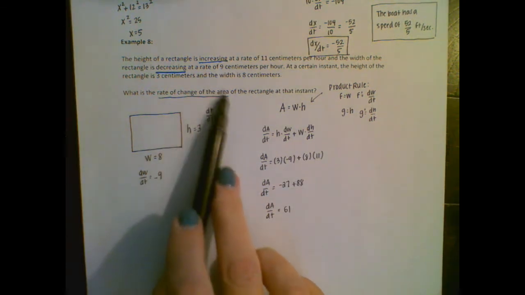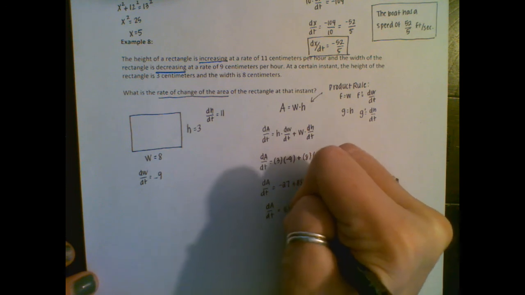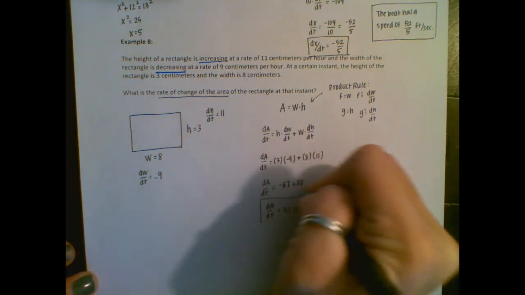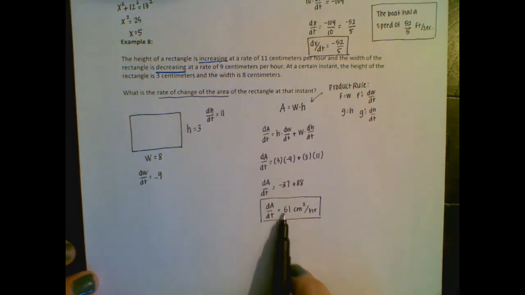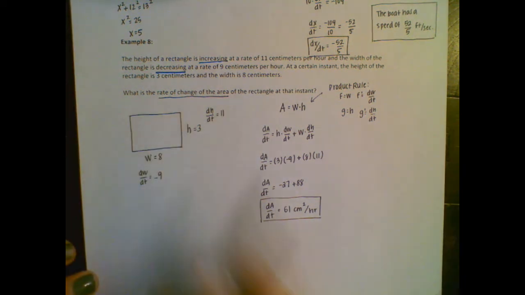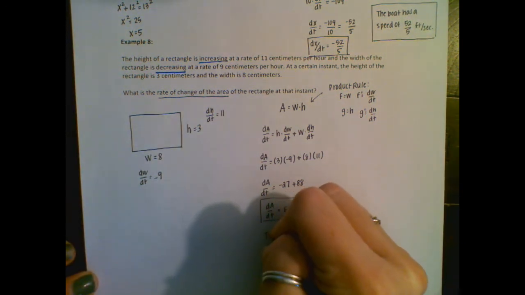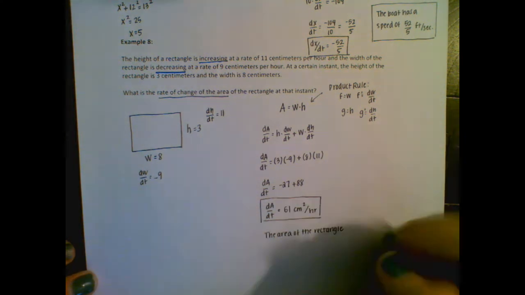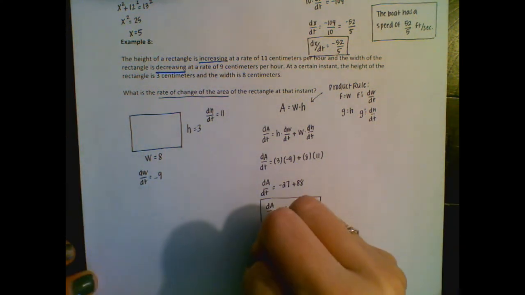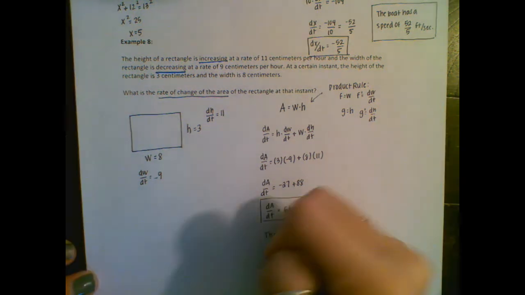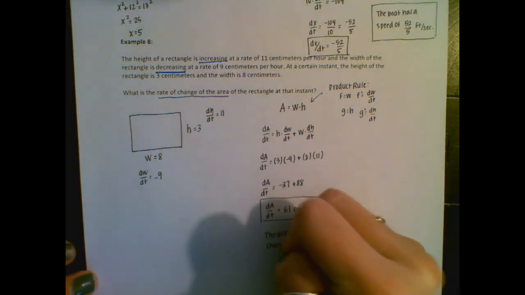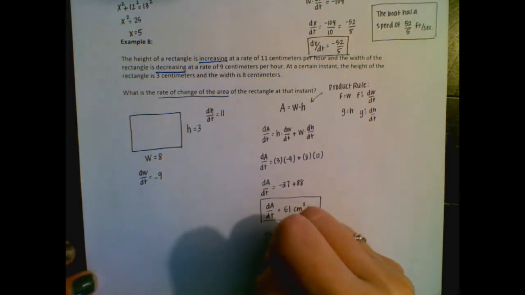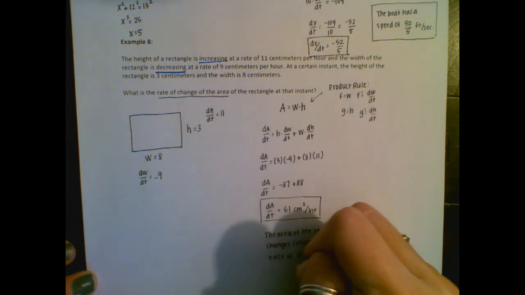And rate of change of area means that my units of measure are going to be squared per hour. So dA/dt is 61 centimeters squared per hour. So when I answer this question, it's asking me what is the rate of change of area. I'm going to say that the area of the rectangle is actually going to be increasing. And I know that it's going to be increasing because this rate of change is positive. So I'm going to say the area of the rectangle changes, in parentheses, increases at a rate of 61 centimeters squared per hour.